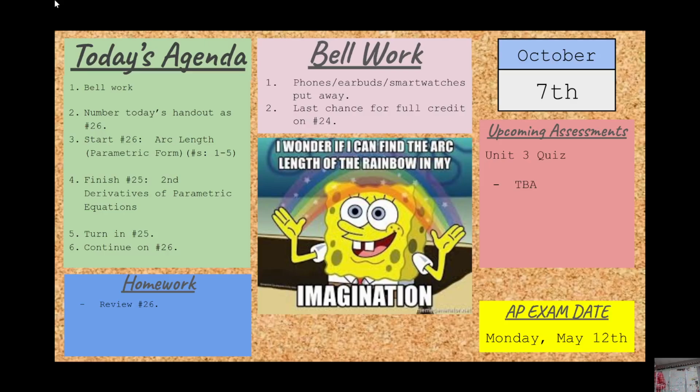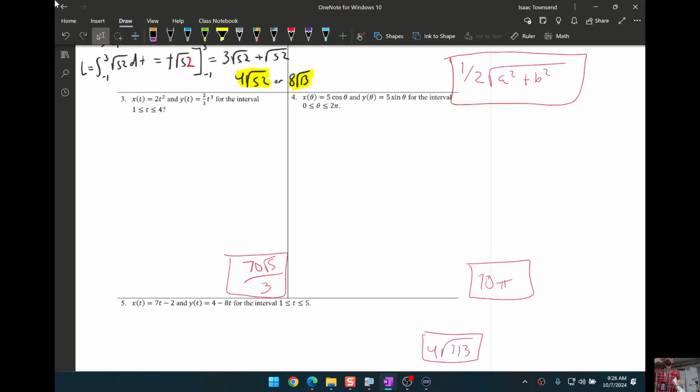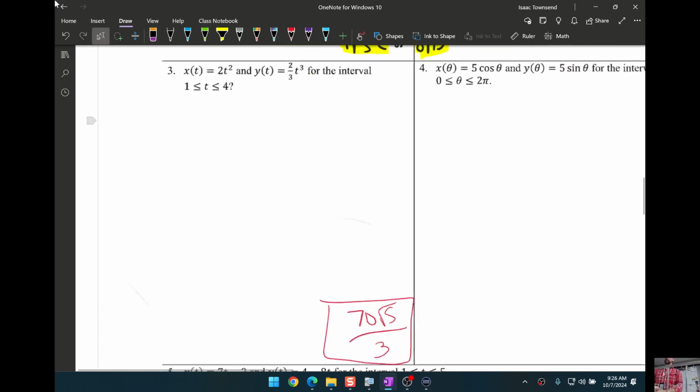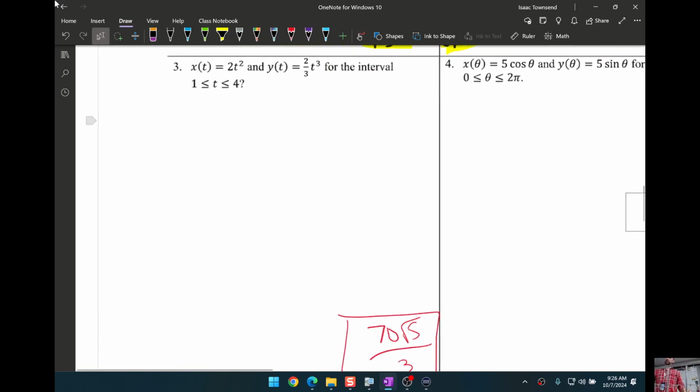Okay, I'm going to offer again for assignment 26. Number what? Number three? Sure. I have not done number three yet, but we can try to figure it out together.